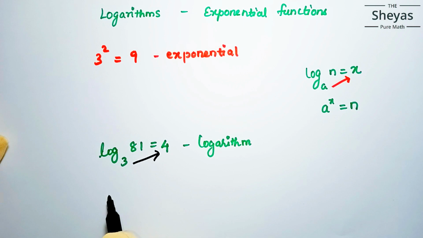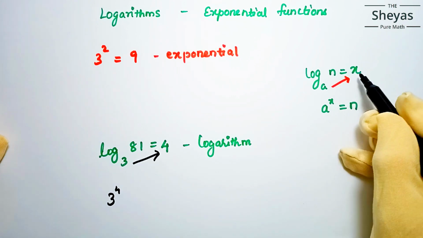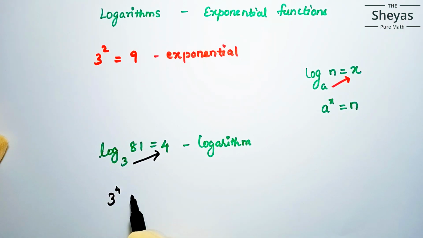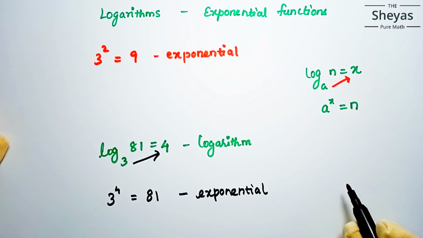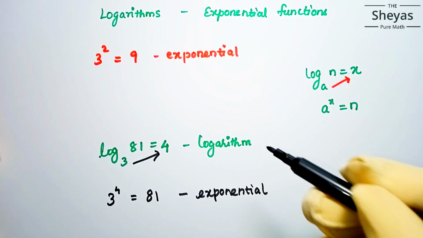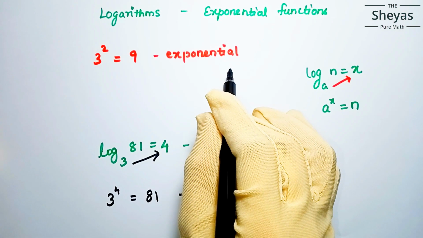Keep this arrow in mind. So what you have to do: 3 you have to write, then what is here, you have to write as the power. See here, a power x is equal to n. The remaining 81 you write on this side. So 3 power 4 is equal to 81. Now this is in exponential format. You can refer to another video for the basics of exponential and logarithmic functions. Now we have converted the logarithmic function to exponential form.